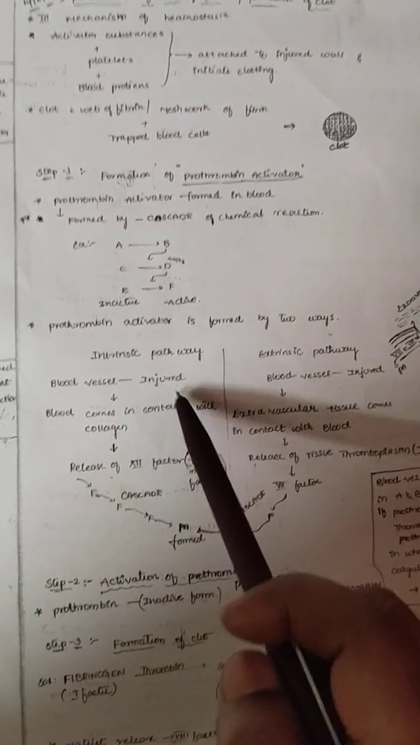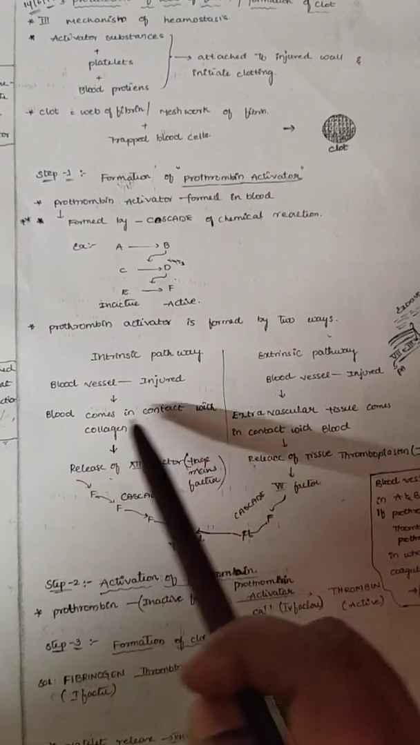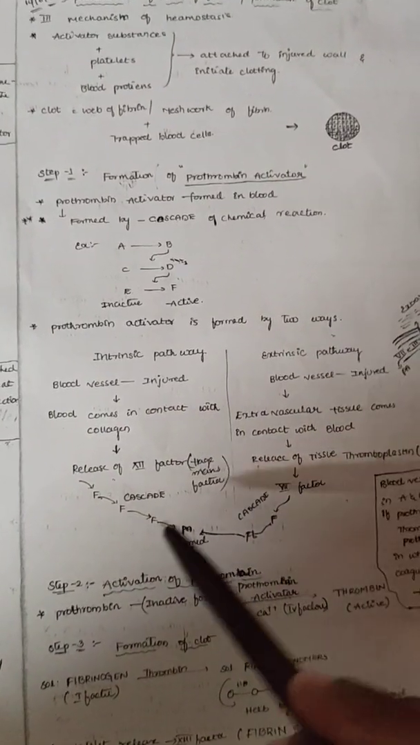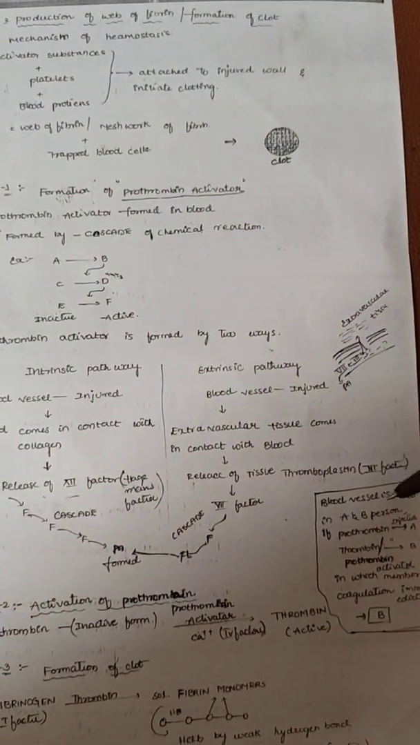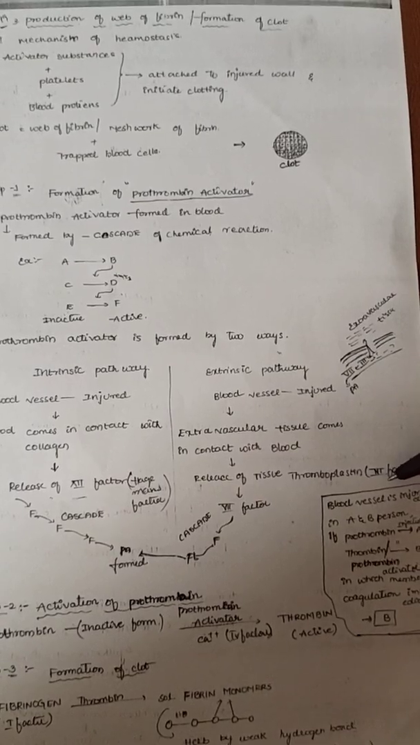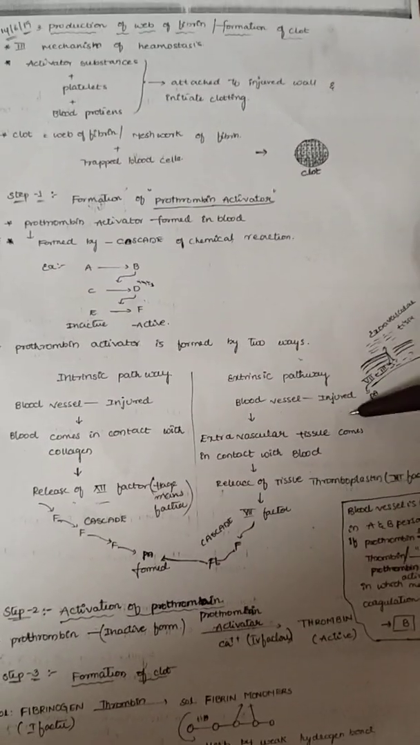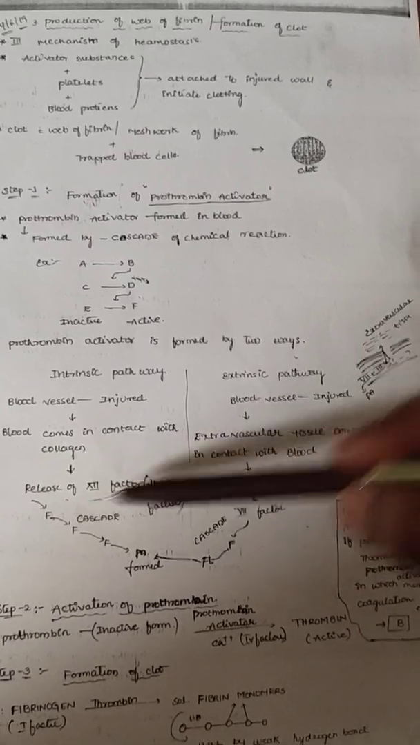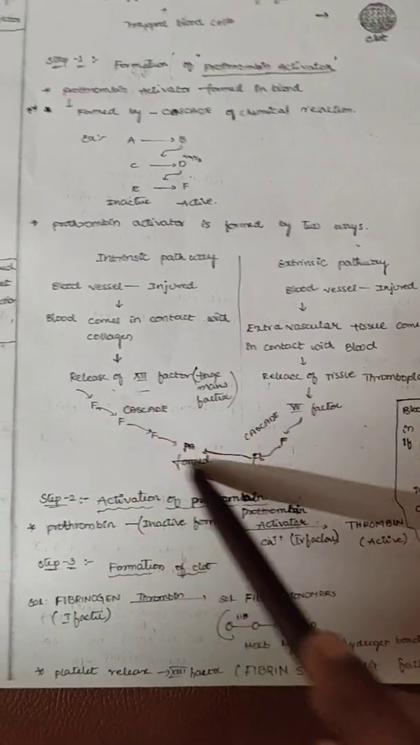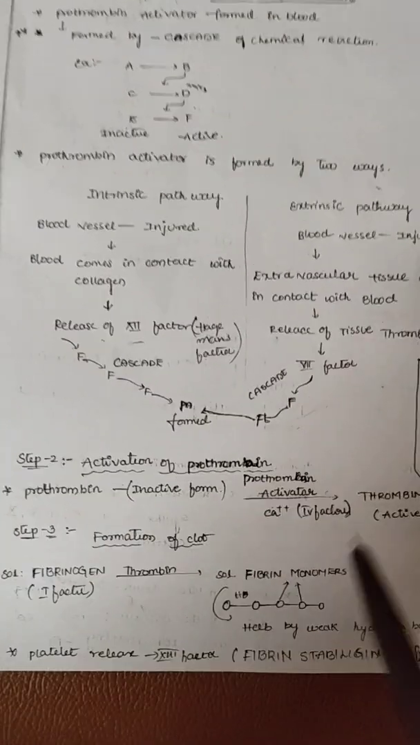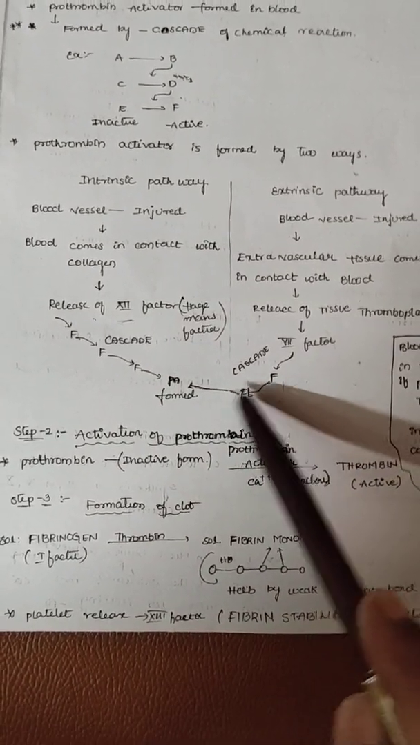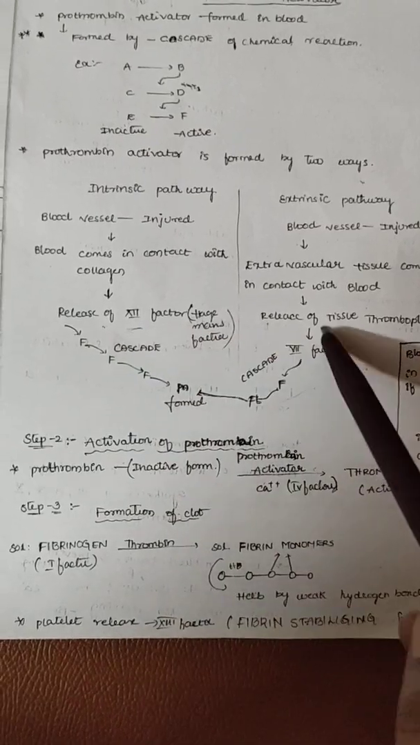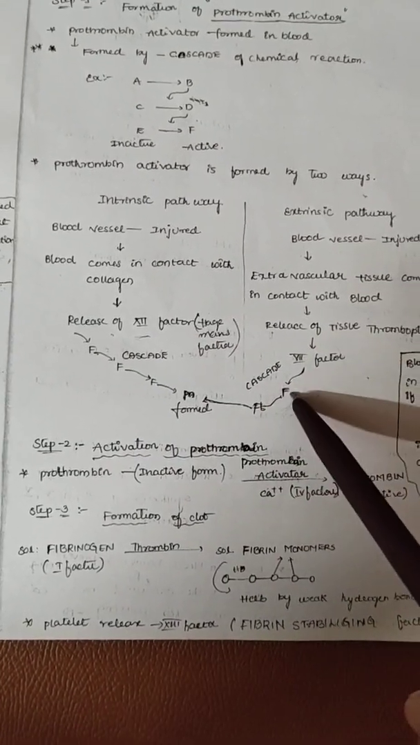When the blood vessel is injured, in contact with the collagen fibers, as I already said, at that time it can release a factor. What factor? The 12th factor. Here it can release another factor, that factor is the 7th factor. Both are the same, but the factors are different. This is the 12th factor, this one is the 7th factor. Now how this cascade reaction takes place: the prothrombin activator is released by so many multiple reactions. These reactions we will discuss in PG classes.